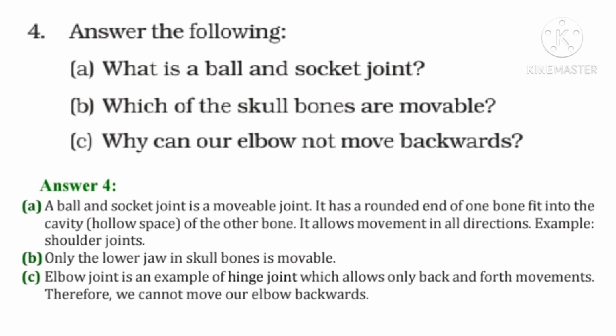Second question, which of the skull bones are movable? The answer is only the lower jaw in the skull is movable. Then the last question, why can our elbow not move backwards? What is the reason? This also we have discussed in our previous class. Do you remember? Elbow joint is an example of hinge joint which allows only back and forth movements. Therefore, we cannot move our elbow backwards.